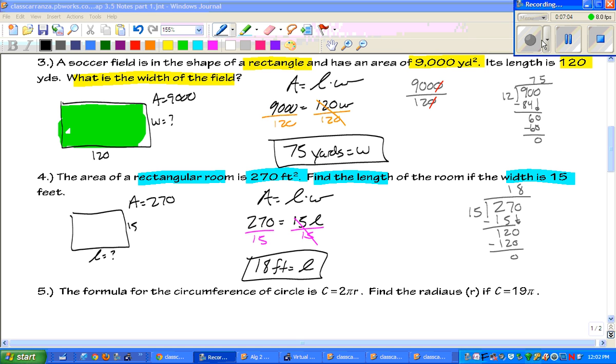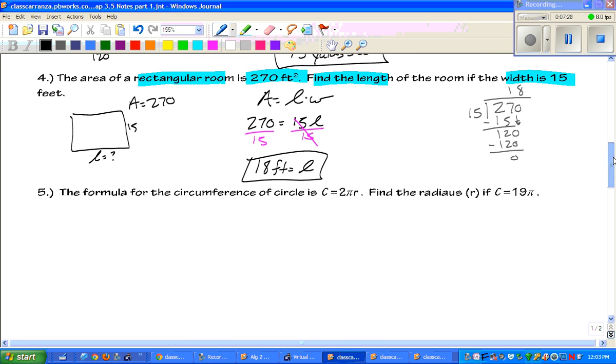Okay, and when you go through everything, you divided both sides by 15. Off to the side over here, I did all of my side work. 270 divided by 15 by using my multiplication chart. 15 goes into 27 one time. Subtract, you get 120, bring down the 0, and 15 goes into 120 8 times. Okay? And that's where we get 18 feet. And don't forget to label.